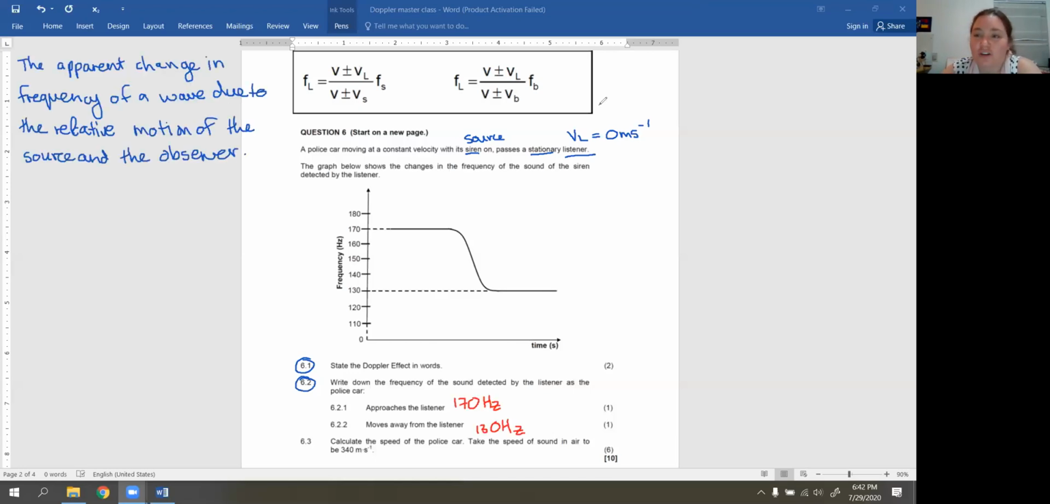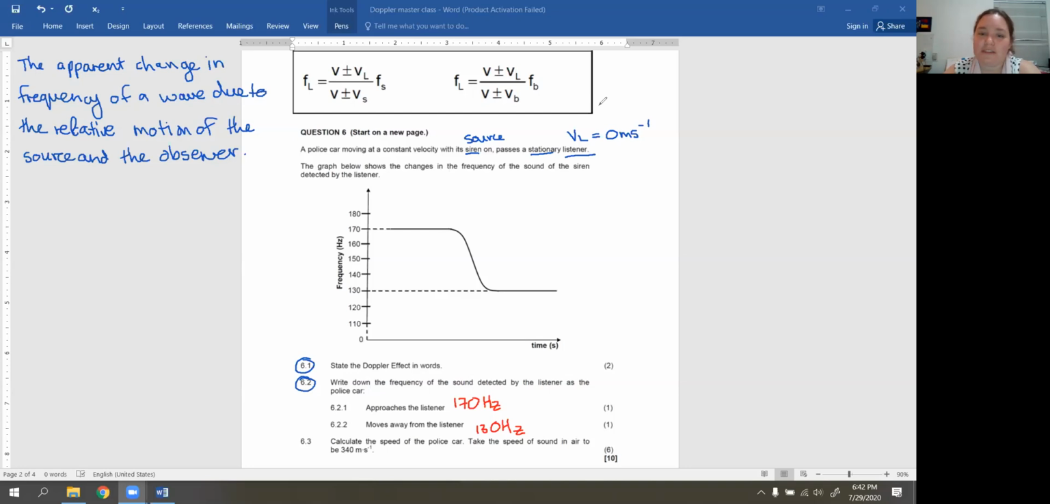So the definition of the Doppler effect is that it is the apparent change in frequency of a wave due to the relative motion of the source and the observer. The key words are the apparent change in frequency and relative motion of source and observer. Those are key concepts that you've got to have there.